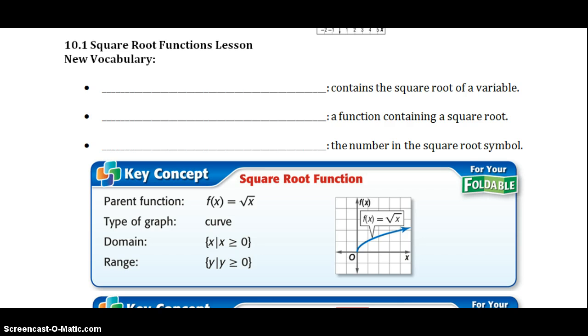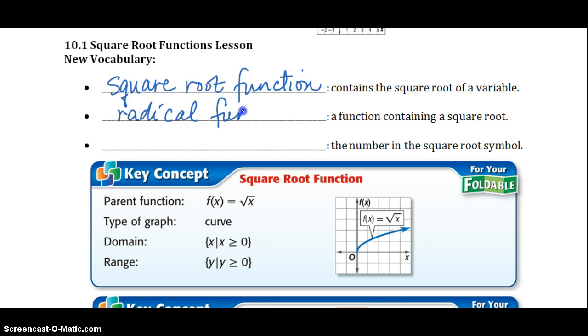In this lesson, we are going to be learning about square root functions. So first, a square root function contains the square root of a variable. Any function that has a square root is called a radical function. You'll remember that the formal name for square root is radical. So square root functions take the square root of a variable. They're also known as radical functions.